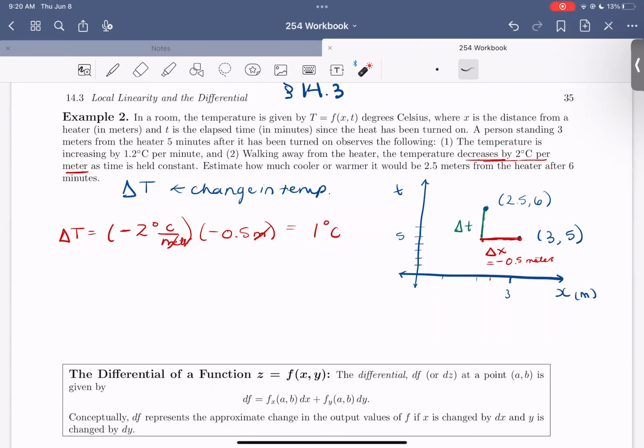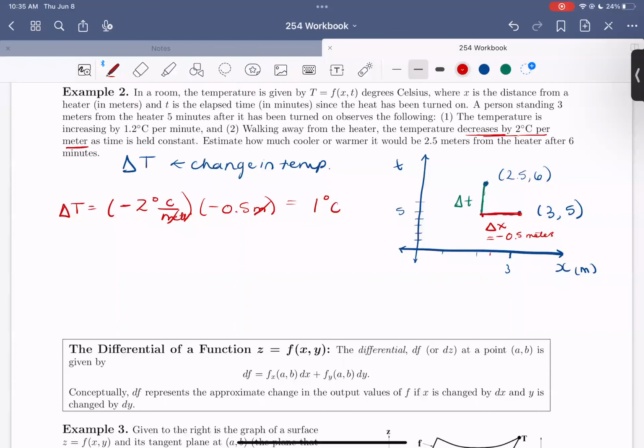So we should think, does that make sense? Yeah, probably makes sense. Half a meter closer, gets a little warmer by 1 degree. So I'm going to clean this up a bit and not have equals 1 degree Celsius, but put that underneath here because we still want to compute the change in temperature in the t direction as well. All right, so let's go ahead and look at that then.